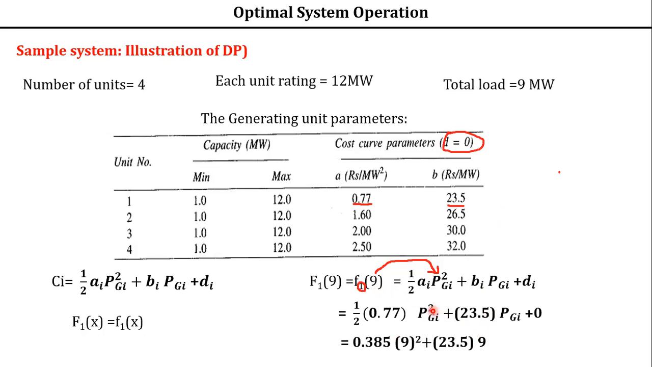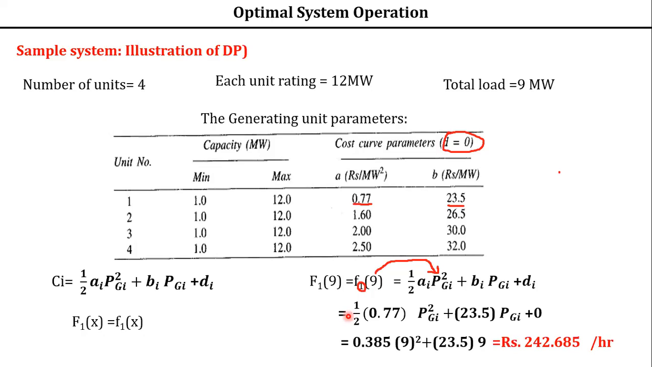Okay, fine. So substitute this PGi as 9 megawatt here. So half into 0.77 into 9 square plus 23.5 into 9. Okay, so that's how you have to substitute it. So the value will be rupees 242.685 per hour, or 242.685 rupees per hour. Either way you can write it.